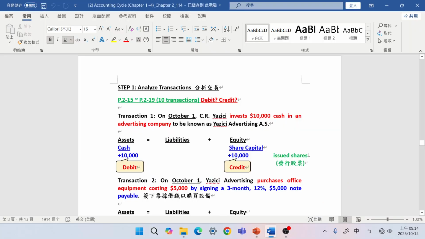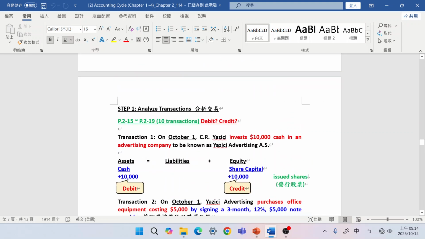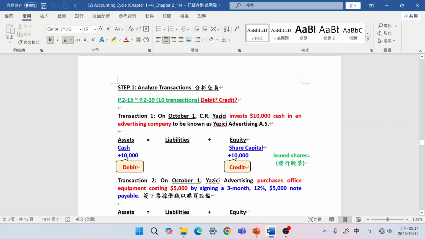Before we continue the contents, remember so far what process steps we have. Look at your handout from chapter 2, page 8. We start from analyze transactions, right? So we figure out what happened inside the company, right? So after we analyze transactions, we know at least two effects, right?